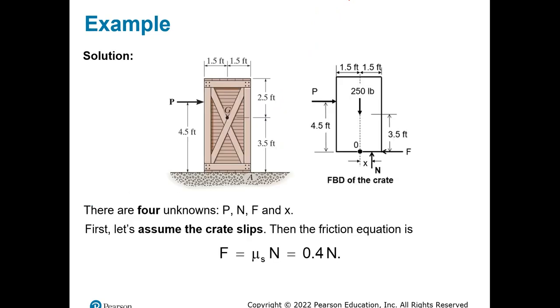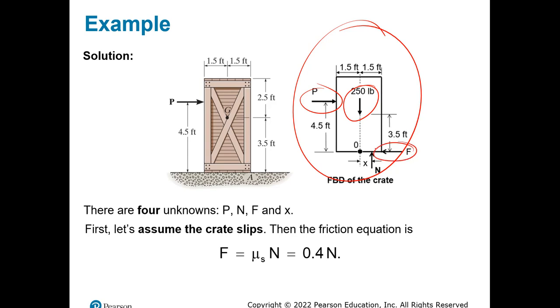So, when we look at this, it's very important that we get the free body diagram. We have P right here. We have the weight, which is given. We have the frictional force, and we have the normal force. And we're locating the normal force at a distance x from the center. Okay? There are three unknowns here: P, the force, then the normal force, and then x.